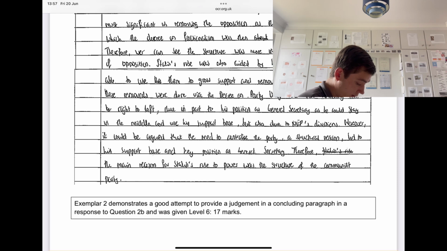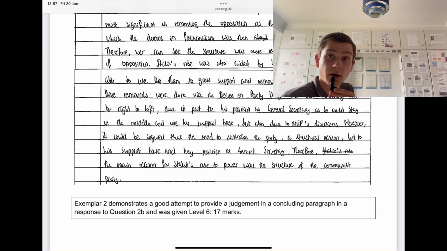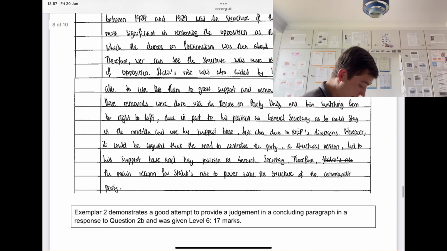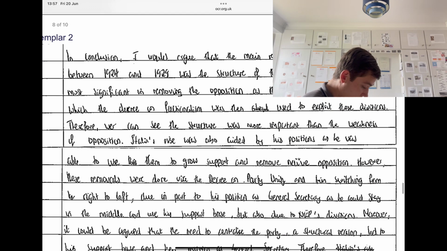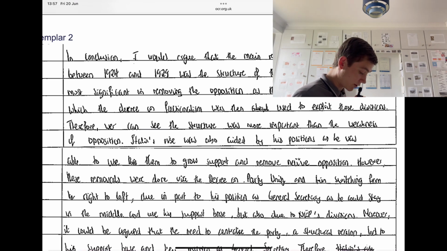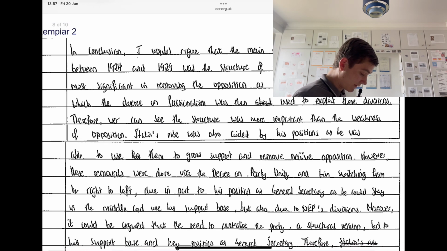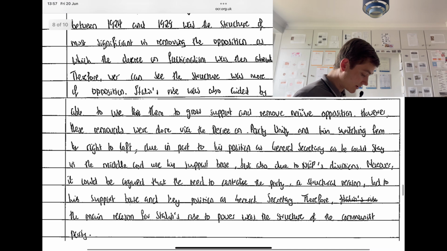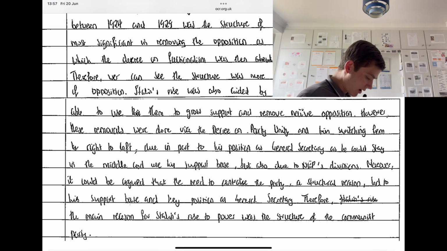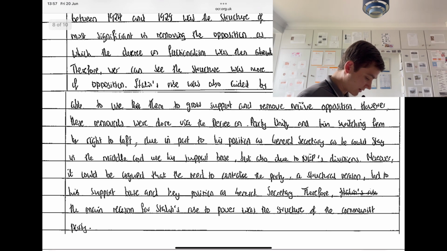Exemplar 2 demonstrates a good attempt to provide a judgment in the concluding paragraph. The response to question 2b was given level 6, 17 marks. So they said, in conclusion, I would agree that the main reason for Stalin's rise to power between 1924 and 1929 was the structure of the party. The factor that was most significant is removing opposition, as the New Economic Policy caused divisions, which the decree on factionalism, sorry if I can't quite read this correctly, was used to exploit. Therefore, we can see the structure was more important than the weaknesses of opposition.